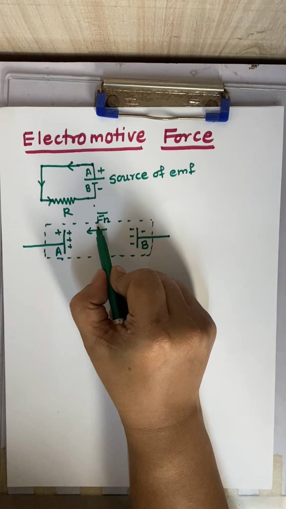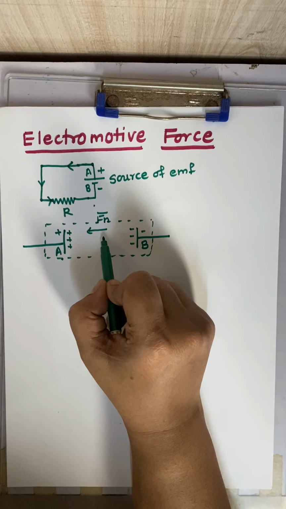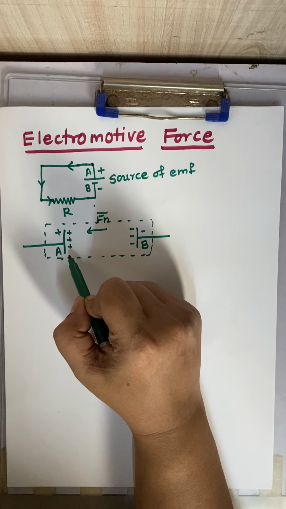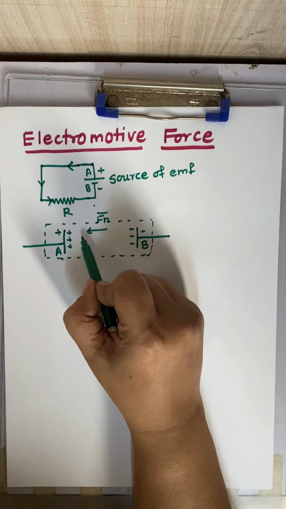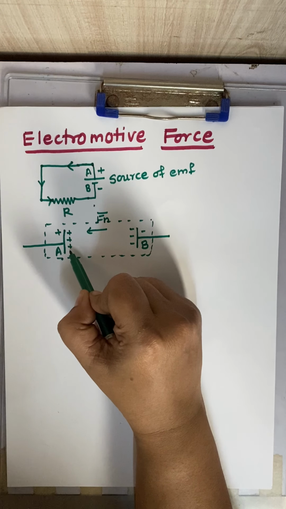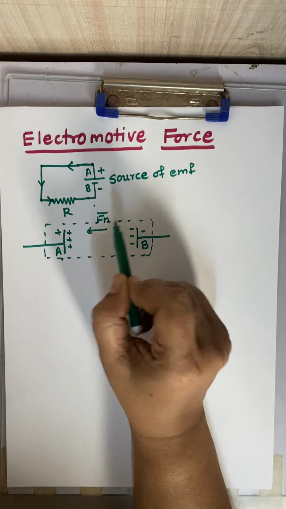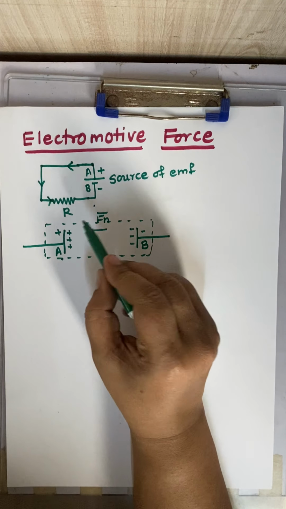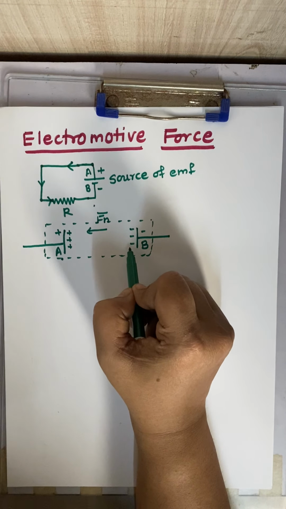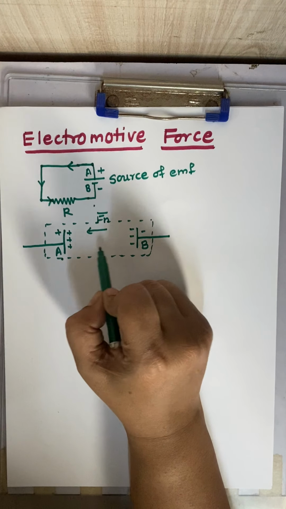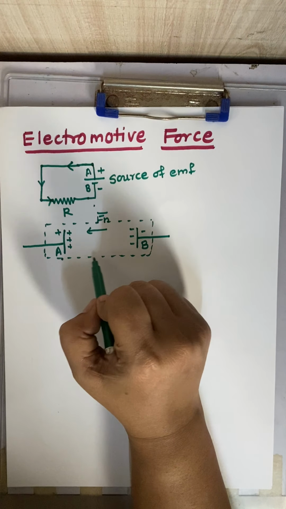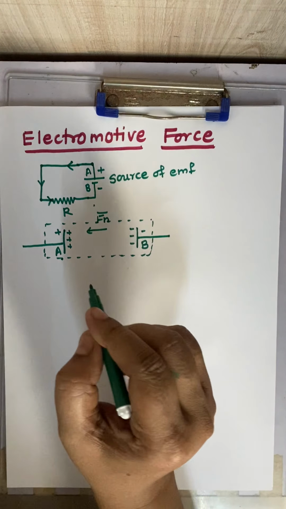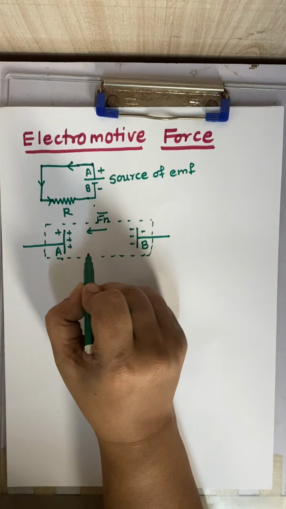So the force due to that chemical reaction moves the positive charge towards plate A. As the charges slowly build up on plate A, the negative charges are placed on plate B. Now, as the charges are piled up, a potential difference is set up between them, and an electric field is set up inside this cell.